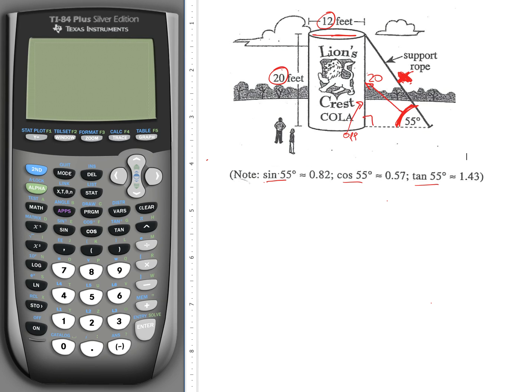And then the side opposite the right angle is the hypotenuse. So we have the opposite, and we're trying to find the hypotenuse, and with SOHCAHTOA, opposite and hypotenuse is sine. So we know we're dealing with sine 55 degrees equals opposite, which is the 20, over the hypotenuse, which is x.